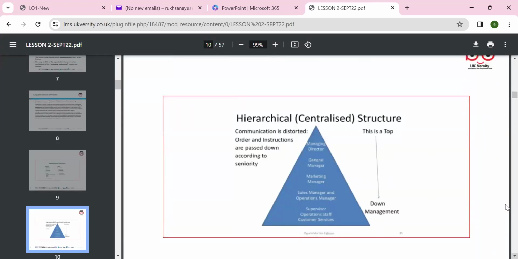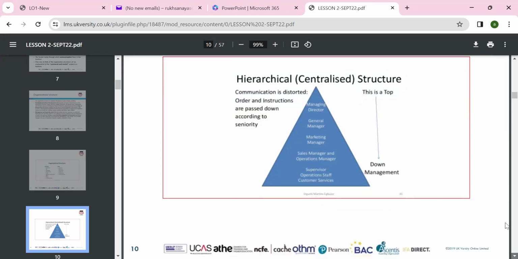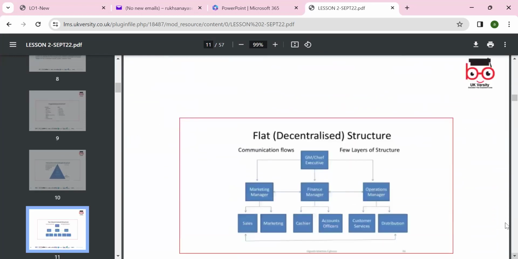So when we say centralized, everything, orders, come from the top level, the managing director, and then pass down. So it's a top-down approach. If you need to order something, you have to send the request to the top level, then the top level approves it, and then you can order. Otherwise, you can't. So that is centralized. It has its own advantages, but a lot of disadvantages as well. Sometimes if you need urgent things, you can't do it.